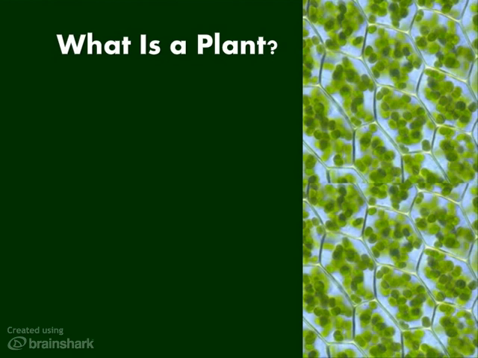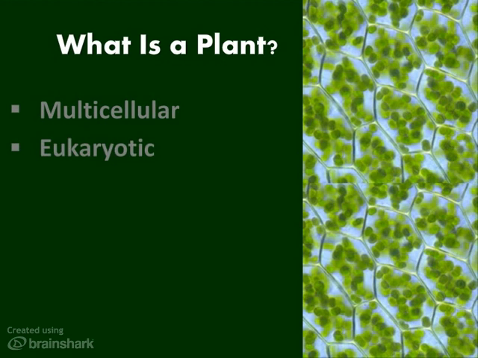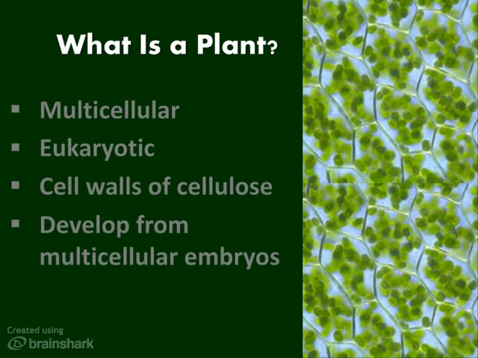Well, as we've learned, a plant is multicellular and it is eukaryotic. What do those two things mean? Remember, it means they're made of more than one cell and they have a true nucleus. They not only have a cell membrane, but they have a cell wall made of a very tough carbohydrate called cellulose. This is what gives plant cells their structure and their rigidity.